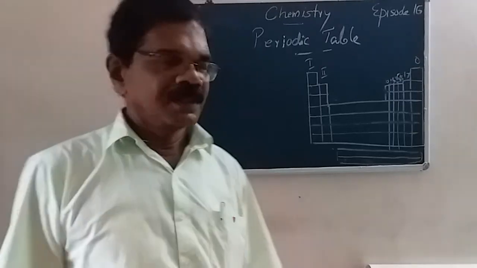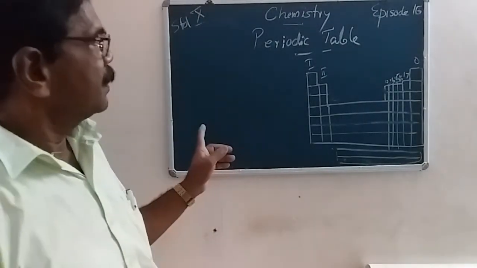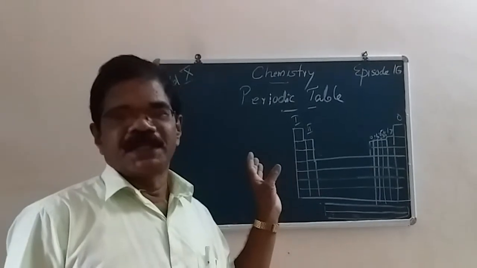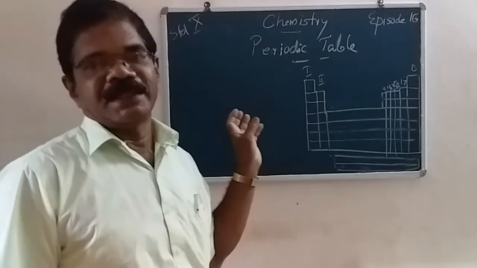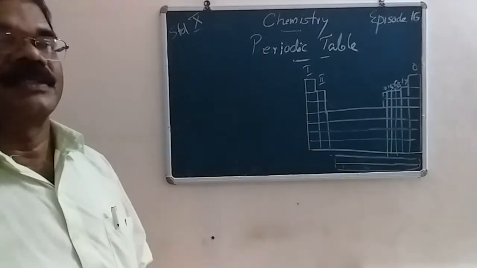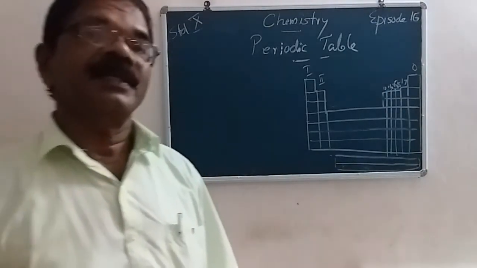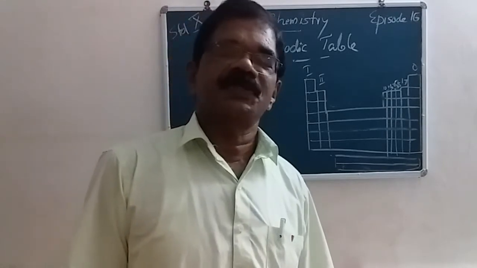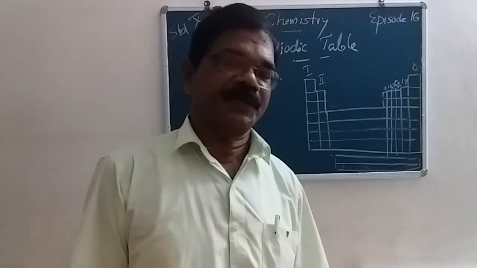Good morning, children. Now we were discussing the modern periodic table. We have already learned that in the modern periodic table, the elements are arranged in the increasing order of their atomic number. The basis of the modern periodic table is atomic number.